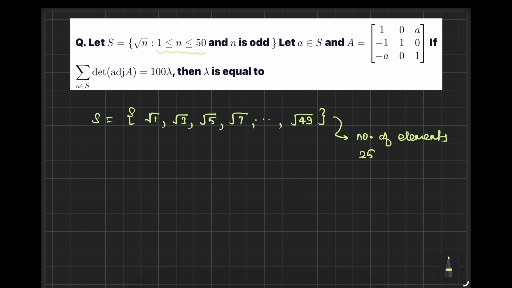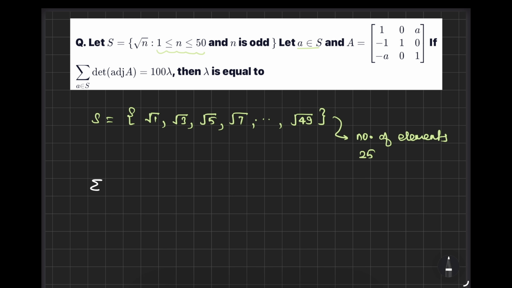Now let A belong to set S. So you have to take an element from set S and you have to satisfy A. Now these guys are saying that if this is equal to 100 times lambda, then find the value of lambda. Great. So let's simplify things.